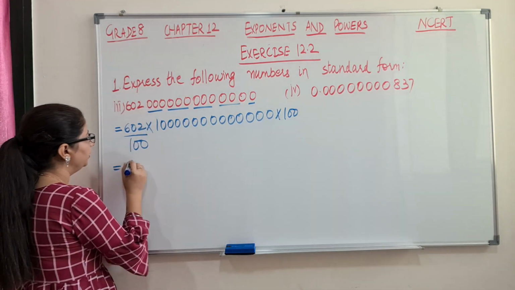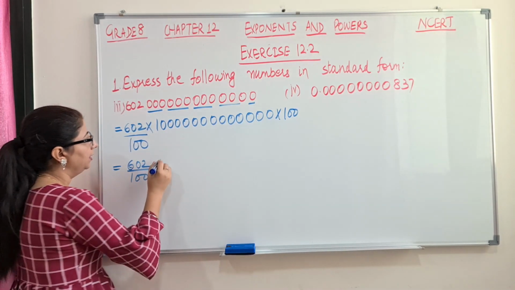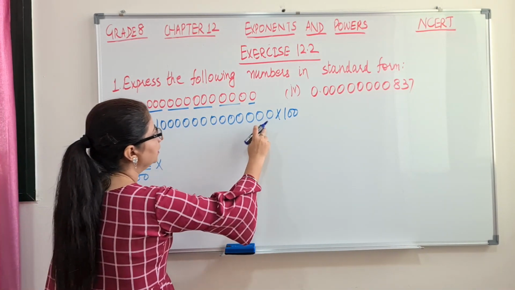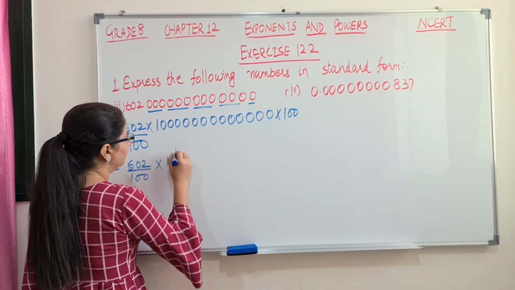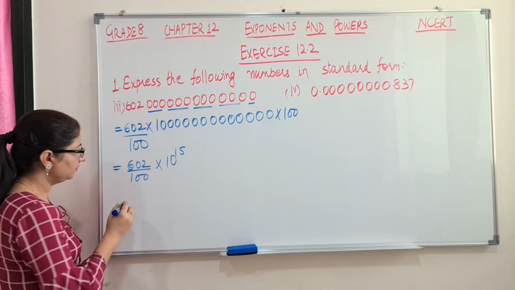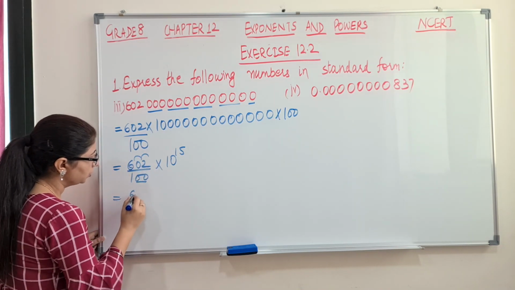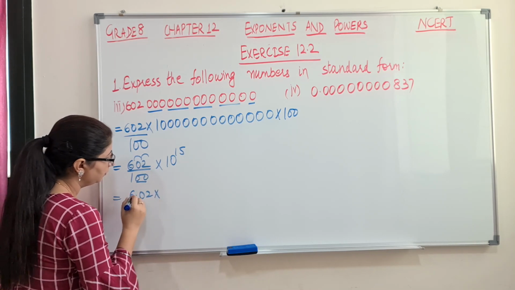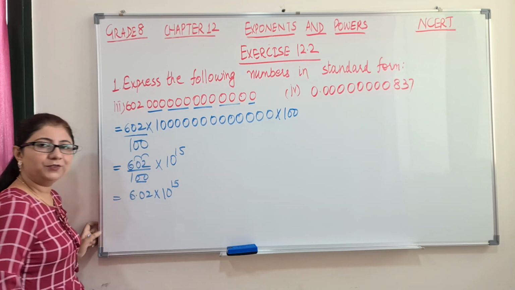So what we will do is 602 over 100. And how many zeros here? 13 are already here, 2 more. So that means 10 raised to power 15. So use this for decimal 1, 2. So we will have 6.02 into 10 raised to power 15.